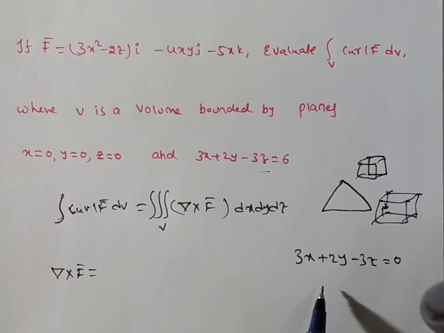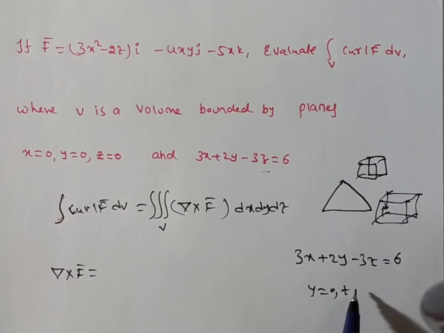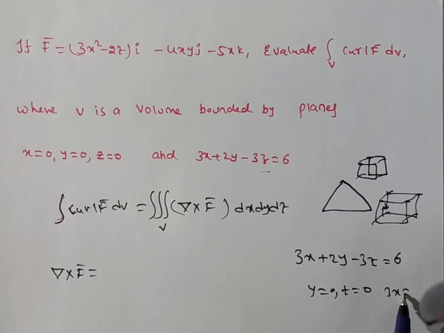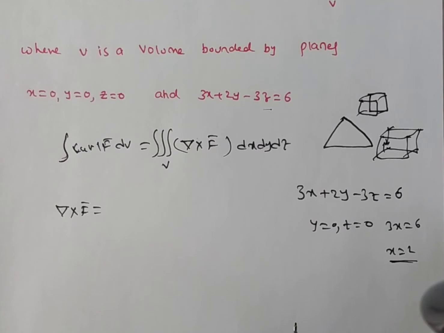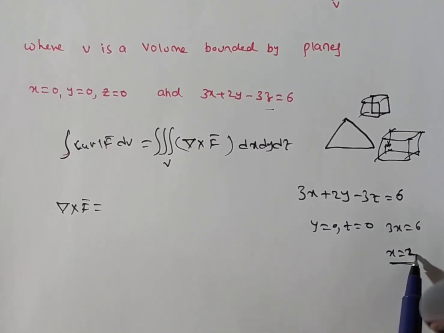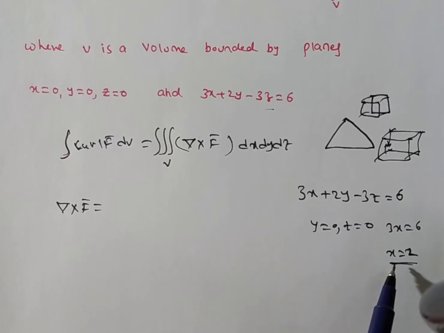Here, first I want the x value. If I want the x value, put y equal to 0 and z equal to 0. What will I get here? 3x is equal to 6, so x is equal to 2. So I got the x limit. Is it clear? If I want the x value, I have to substitute the y value and z value with 0. So x is moving from 0 to 2.